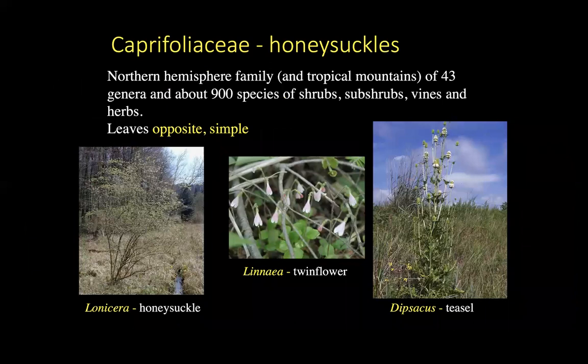Now let's talk about the honeysuckles, or the Caprifoliaceae. Small-ish family, mostly in northern hemisphere, as well as mountains in the tropics. Shrubs, subshrubs, vines, and herbs. This one is one of many groups we've talked about with opposite leaves that are simple. And some groups we'll talk about is Lonicera, the honeysuckles, Linnaea, the twinflower, and Dipsacus, the teasel.